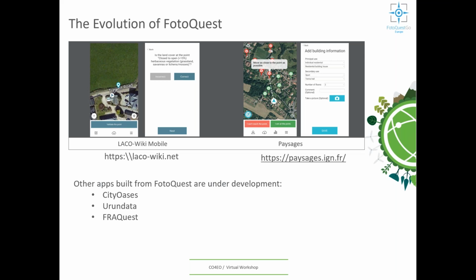Earn Data is part of a Restore Plus project. So this is all about land restoration, but actually it's collecting land cover and land use information. So again, useful for Earth observation. And then finally, FraQuest. This is FAO's Forest Resource Assessment. So this is an app to gather information on trees. Again, somewhat applicable for Earth observation. So PhotoQuest is evolving and becoming part of lots of different apps.